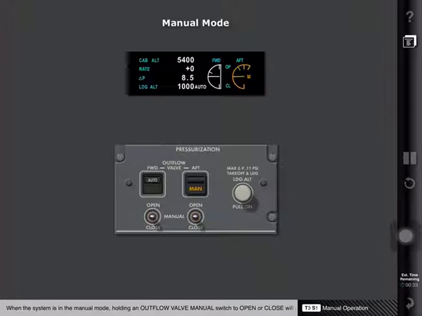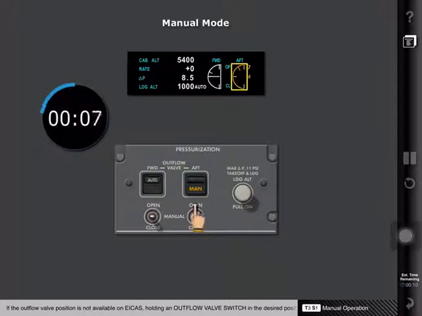When the system is in the manual mode, holding an outflow valve manual switch to open or close will open or close the related outflow valve. The current outflow valve position can be monitored on the ICAS display. If the outflow valve position is not available on ICAS, holding an outflow valve switch in the desired position for 30 seconds moves the valve from full open or closed to the selected position.